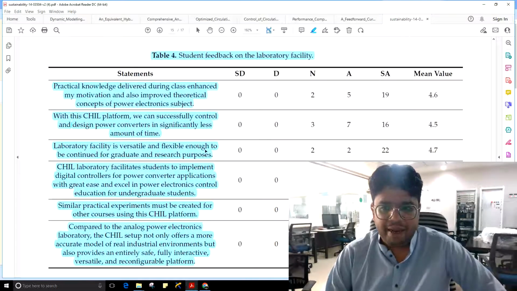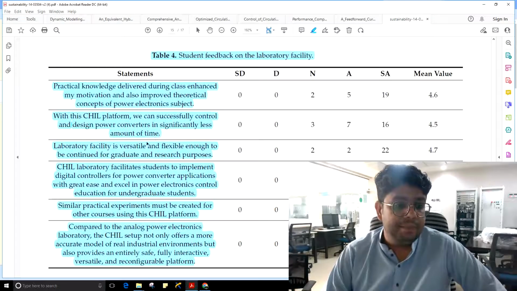And this is the students' feedback. They were satisfied, the feedback was very positive. Practical knowledge delivered during class enhanced students' motivation and also improved theoretical concepts of the power electronics subject. With this platform, we can successfully control and design power converters in significantly less amount of time. The laboratory facility is versatile and flexible enough to be continued for graduate and research purposes.